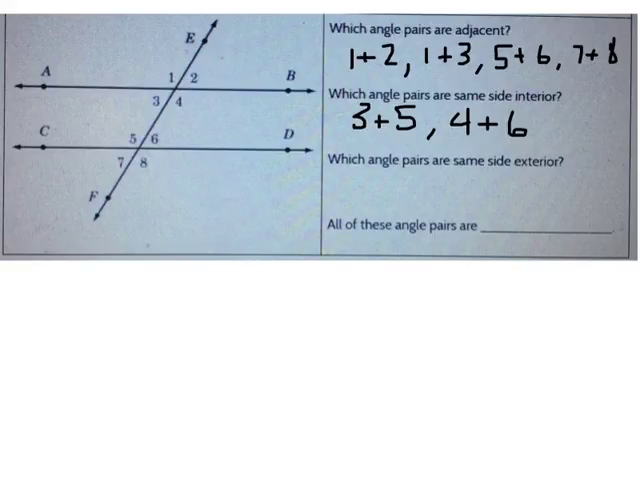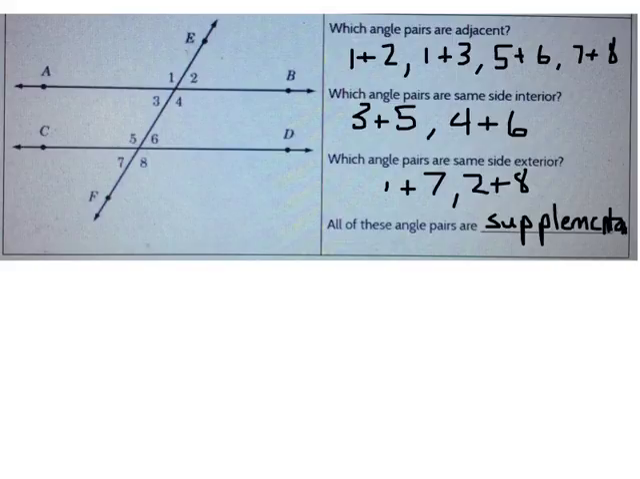Now let's look at same side exterior angles. 1 and 7 are on the same side and exterior, outside of the parallel lines. 2 and 8 are on the same side and exterior. All of these angle pairs are supplementary. They add up to 180 degrees.